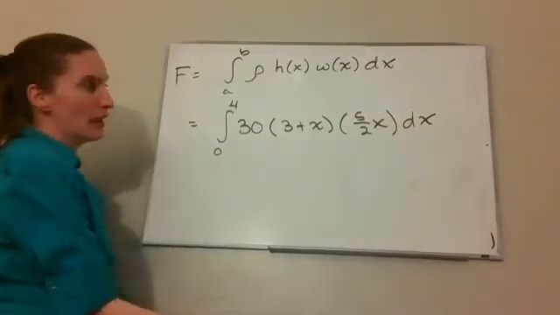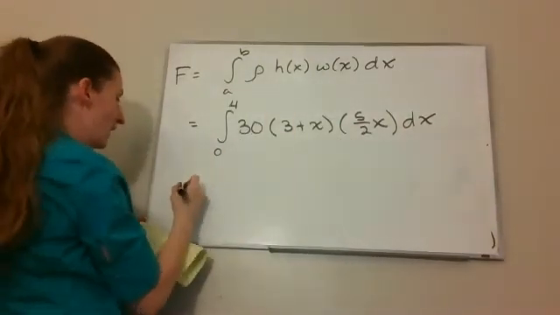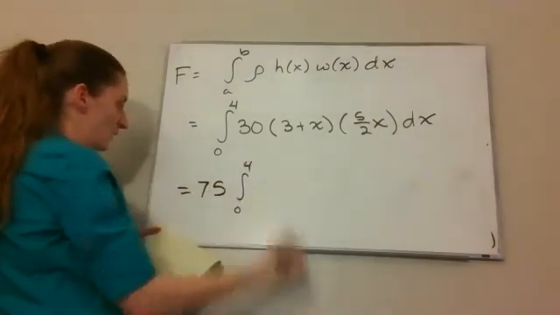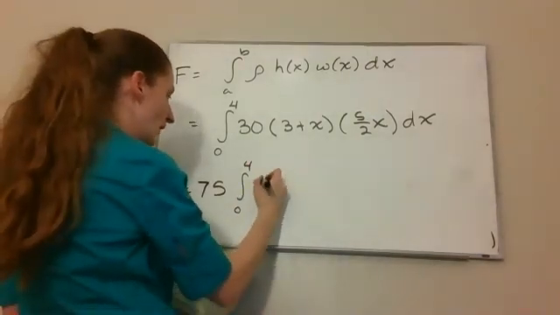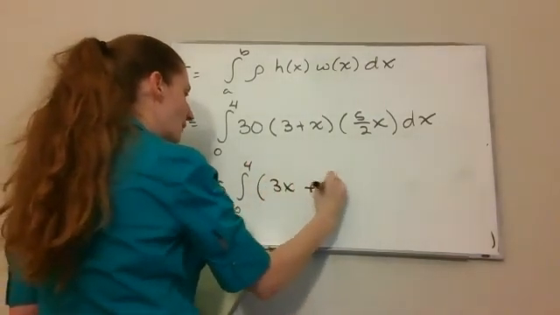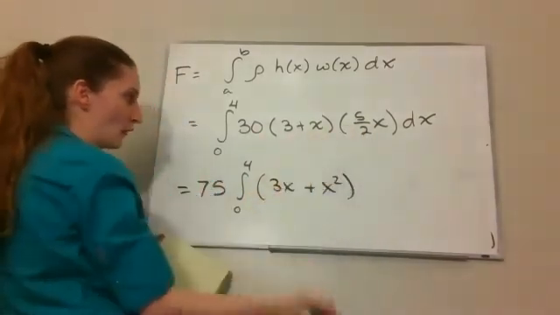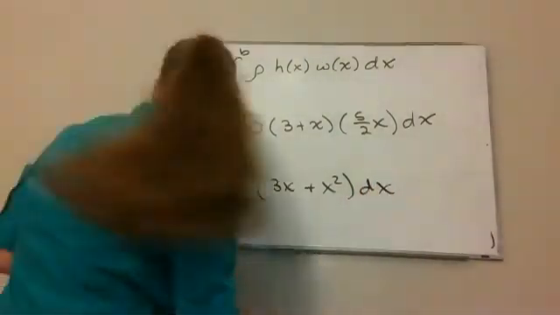So I'm going to pull my constants out. I have a 30 times a 5 halves, and that would get me 75 outside of the integral. So 75 times the integral from 0 to 4 of 3x plus x squared, which I got by distributing my x to the 3 and the plus x. Now we're ready for our antiderivative.